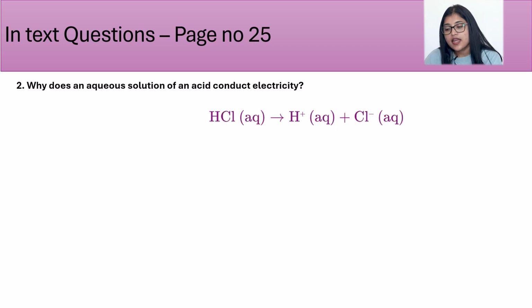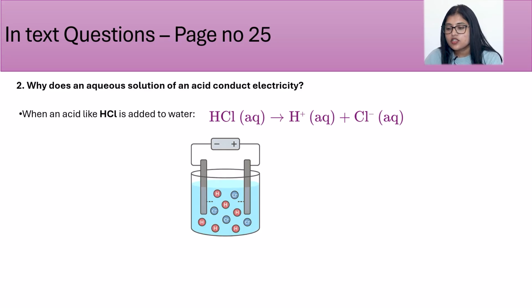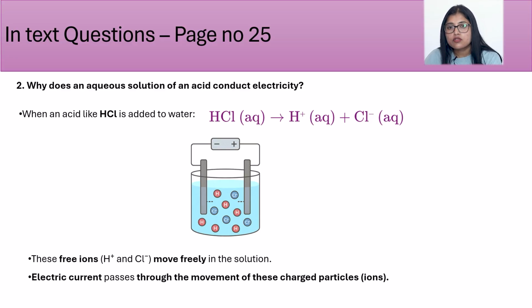Why does an aqueous solution of an acid conduct electricity? So let's look at aqueous solution of hydrochloric acid. We know that when HCl is added to water, it dissociates into H plus and Cl minus. Now these ions move freely in the solution and electric current passes through the movement of these charged particles. That's the reason they conduct electricity.